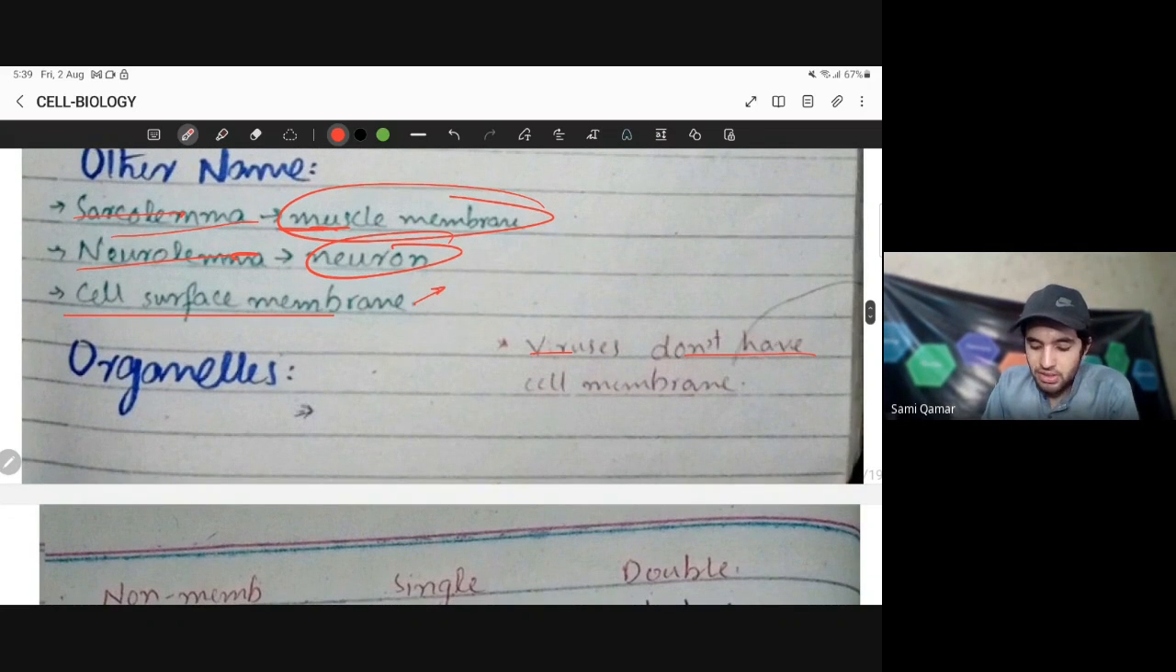Now, an important thing: viruses don't have a cell membrane. Remember this point. We will do viruses in very, very great detail, because it is a very important chapter. Every year there is a question from viruses. So we will be doing that.